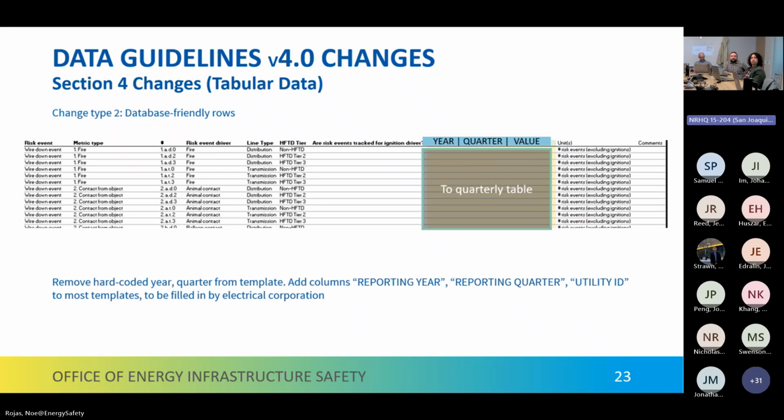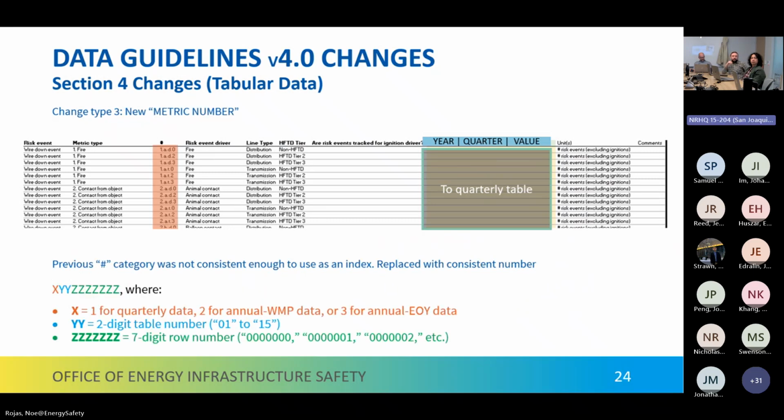So this is what it looks like afterwards. Okay, another change that we made was to the metric number. This was kind of used as a pseudo index for the tables, but unfortunately it was not actually an index because it was not unique. There were occasional repeats, which made it unusable as an index.